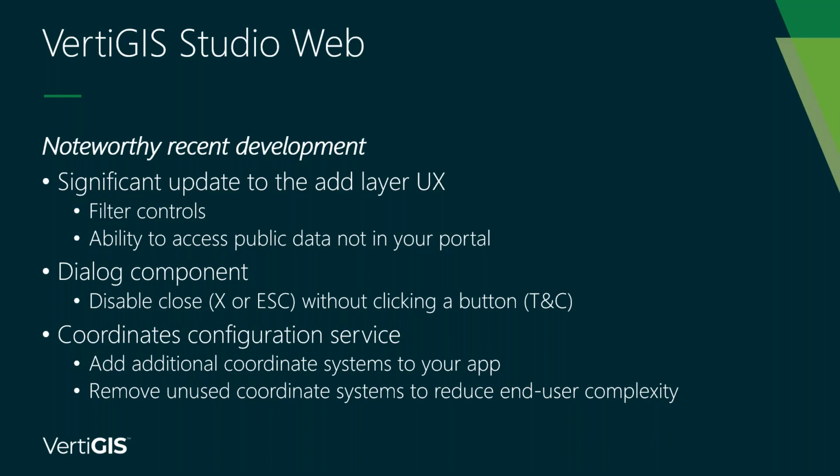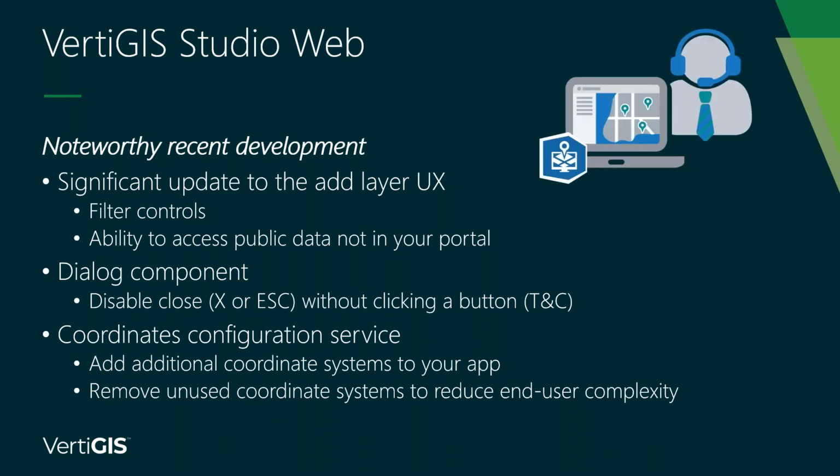And in order to make that work, we had to create a way to require the end user to actually click a button and not just be able to escape out of the dialog or hit X or do some other action that would dismiss that, but to actually say, yes, I agree, or no, I don't agree. And then we did some work around our coordinates configuration service, so you can now actually add additional coordinate systems to your app, and you can also remove unneeded coordinate systems to kind of make it simpler for your end user. So I thought I would briefly show you a couple of these.